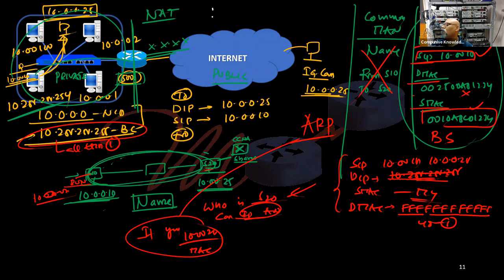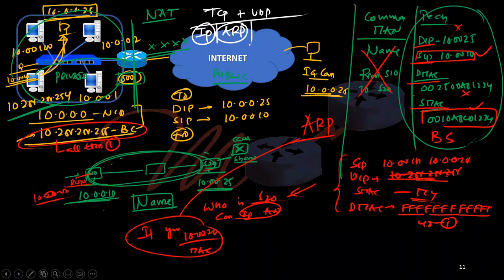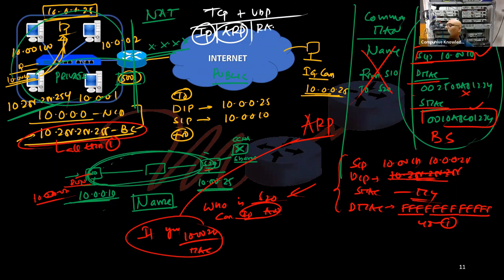What protocols did I give? TCP, I did not explain. I'll explain later. UDP, I did not explain. I'll explain later. Today I'm teaching you IP protocol. And you remember ARP? Yes. Yesterday: address resolution protocol, reverse address resolution protocol, internet control messaging, and internet group management. Now, today we are learning these two.